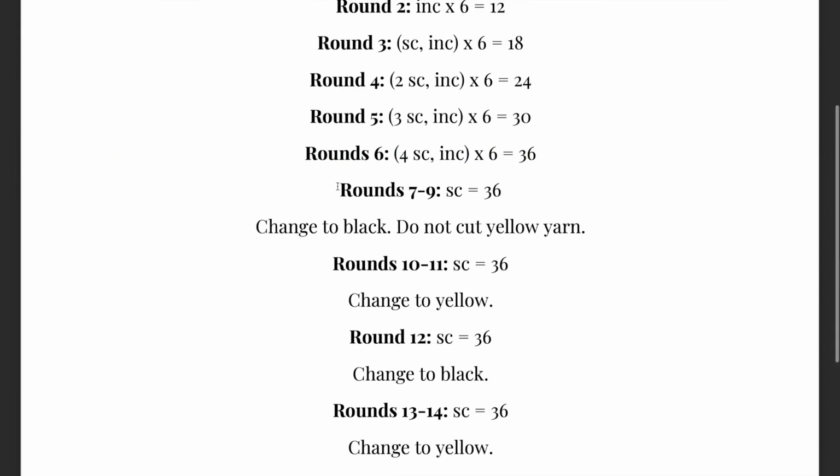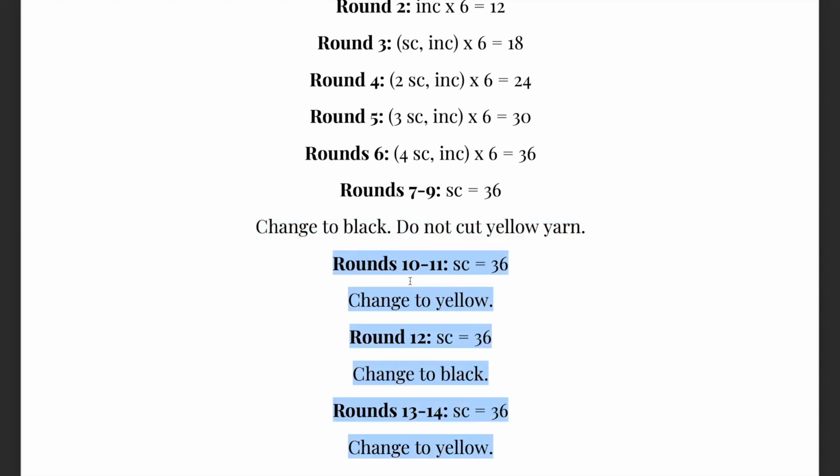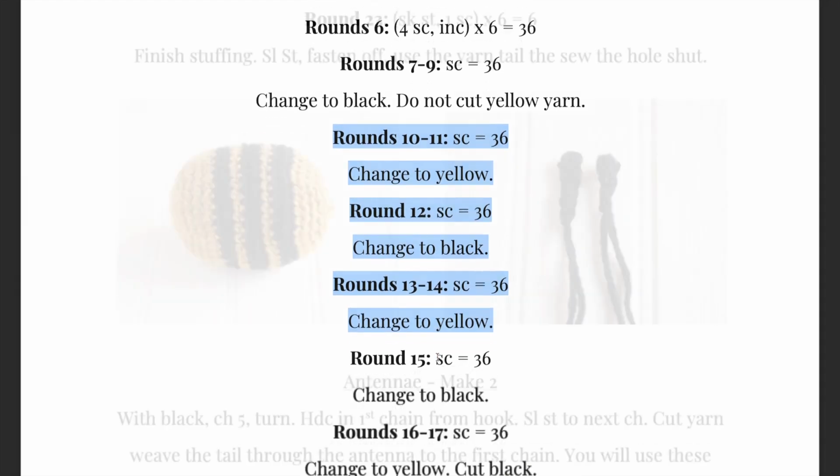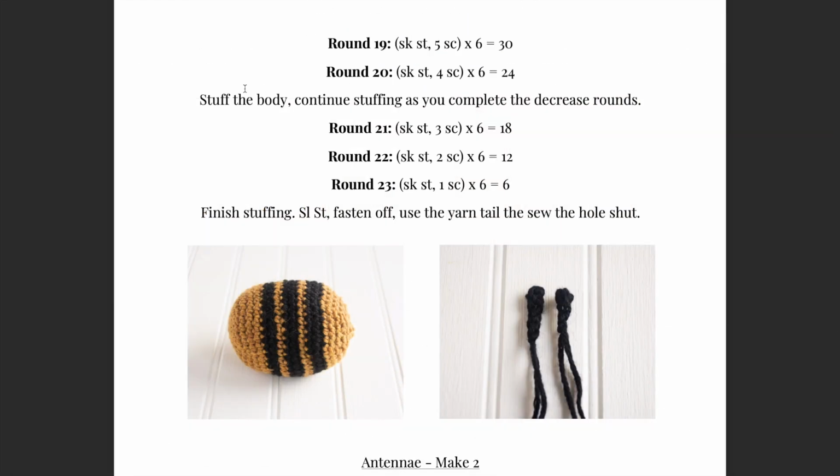All right, so we're back here where we finished round 9. Change to black, but do not cut the yellow yarn because we'll be using it again. And now you can just follow this down the rest of the way. You understand what each of these rows are telling you to do. Now for this bumblebee pattern, it isn't a flat piece, it is a round stuffed animal. So it also lets you know here where to start stuffing your piece. And then you're going to just decrease rounds. So again, you might not know what these techniques mean if you've never done them before, but now you understand the structure of this line.